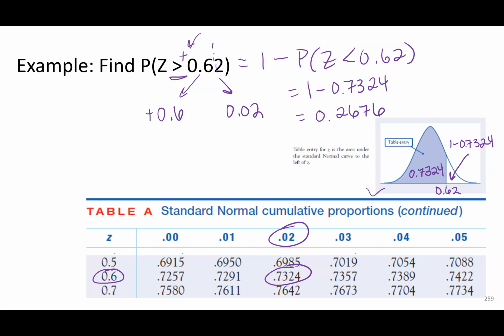But if 73.24% is below, that means that 26.76% is above. And once again, if you add the area in this shaded area and this white area, it should add to 1, always. Anytime it doesn't, something's gone sideways.